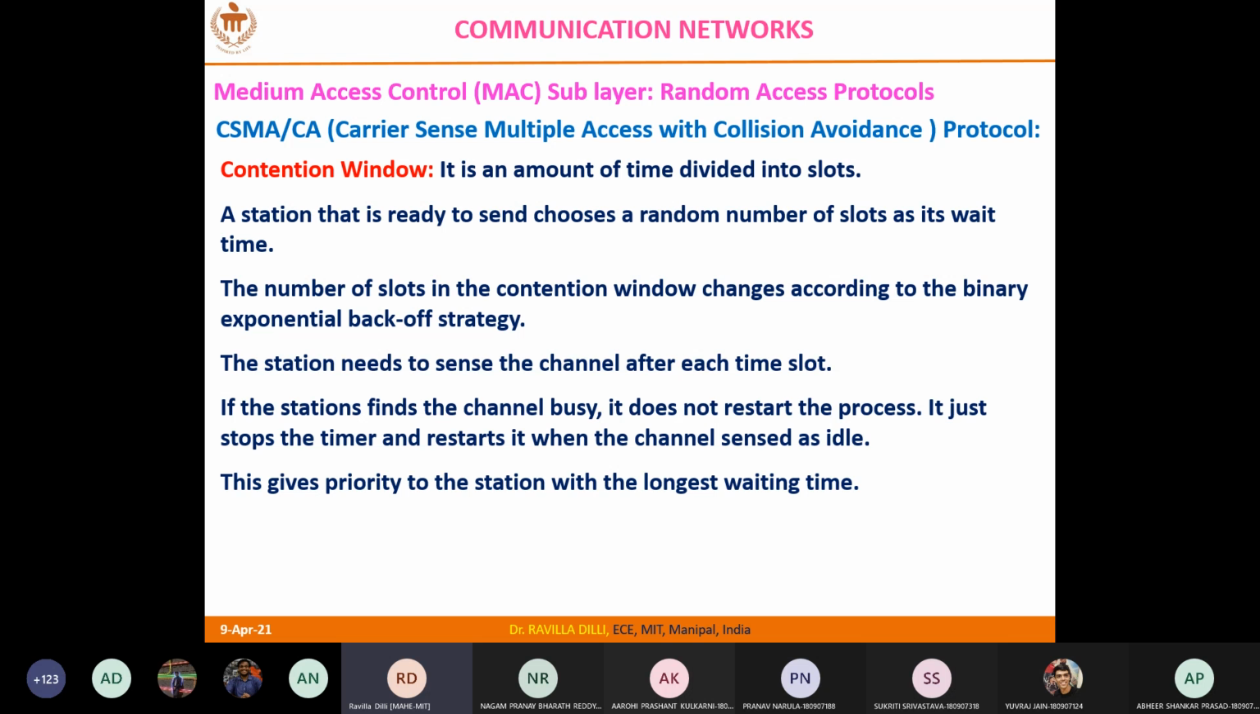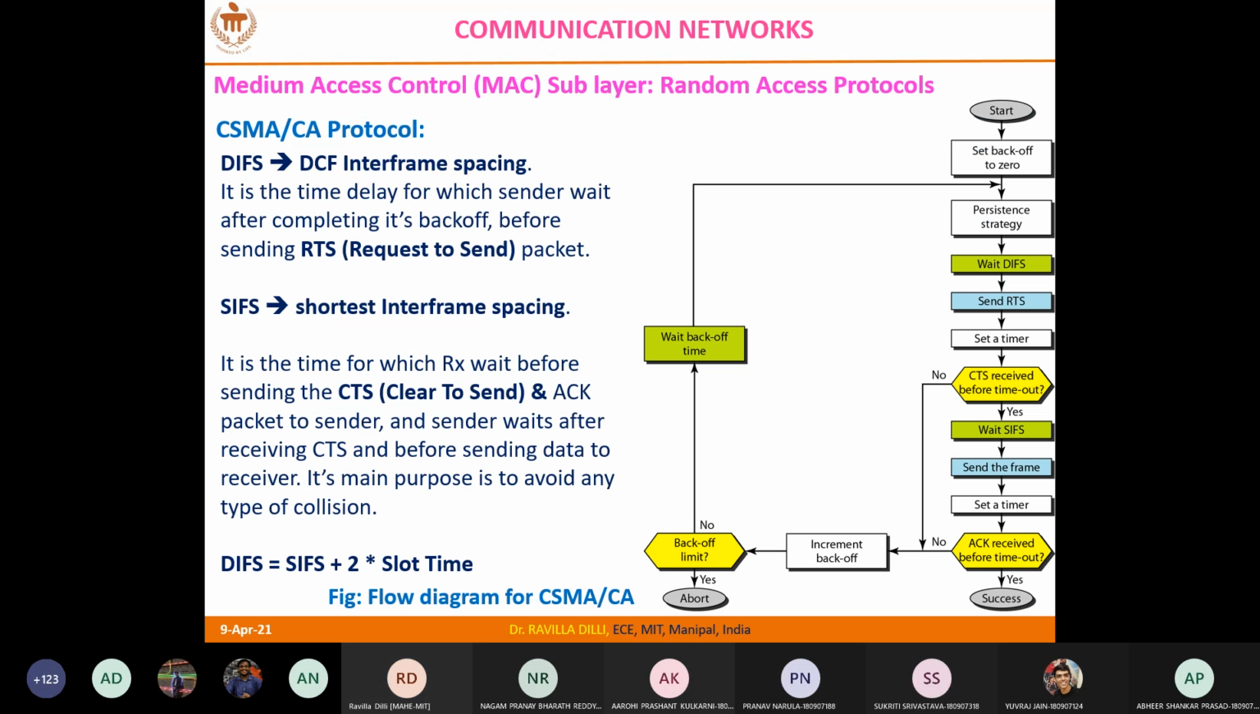So let me go to the flow chart. Yes. So here the IFS time, as I told you, interframe space. So that is again described in two ways. One is DIFS time, which is called distributed coordination function, DCF, interframe spacing. So that is actually a huge value, huge in the sense compared to SIFS. Okay. So another one is the short IFS time, which is a smaller duration compared to DIFS. So this is how we define the IFS time.